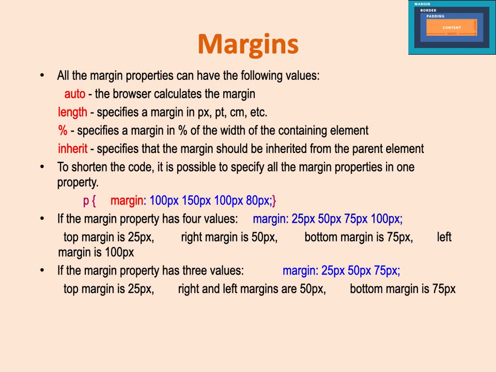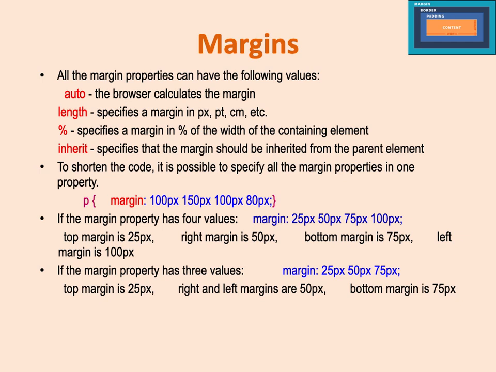If the margin property has four values, for example, margin colon 25px, 50px, 75px, 100px, then the first value is assigned to the top margin, the second value is assigned to the right margin, the third value is assigned to the bottom margin, and the last, fourth value, is assigned to the left margin. So here top margin is 25 pixel, right margin is 50 pixel, bottom margin is 75 pixel, left margin is 100 pixel. Likewise it will be assigned.